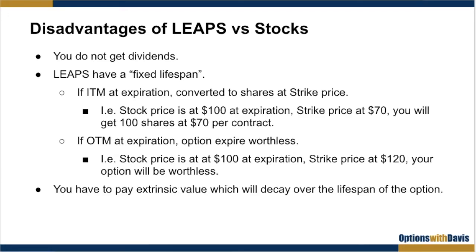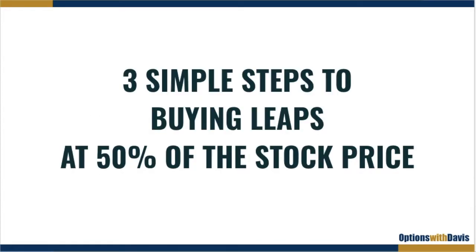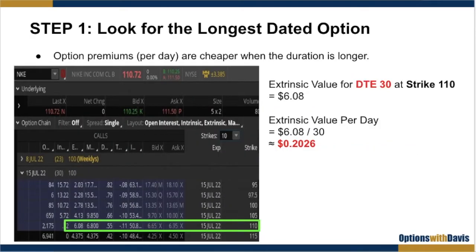The other disadvantage, like I said, is you have to pay extrinsic value, which will decay over the lifespan of the option. That is why, as much as possible, I want to pay as little extrinsic value per day when it comes to buying options. So here are 3 simple steps to buy LEAPS at 50% of the stock price, and this is my method.